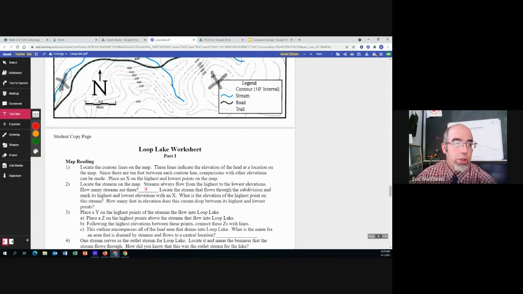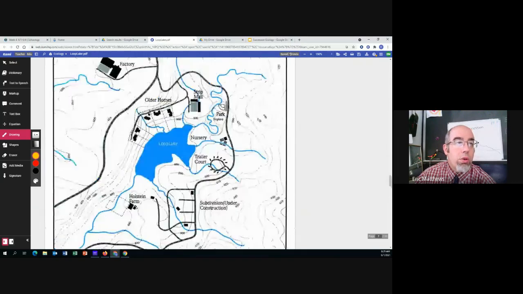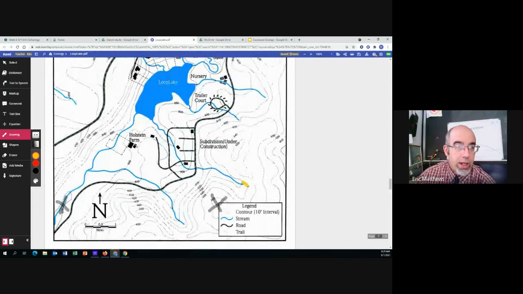Locate the stream that flows through the subdivision and mark its highest and lowest elevations with an X. No problem. We'll do this one in yellow. So through the subdivision, here is the high point. And the lowest point is got to be when it hits this line right here.